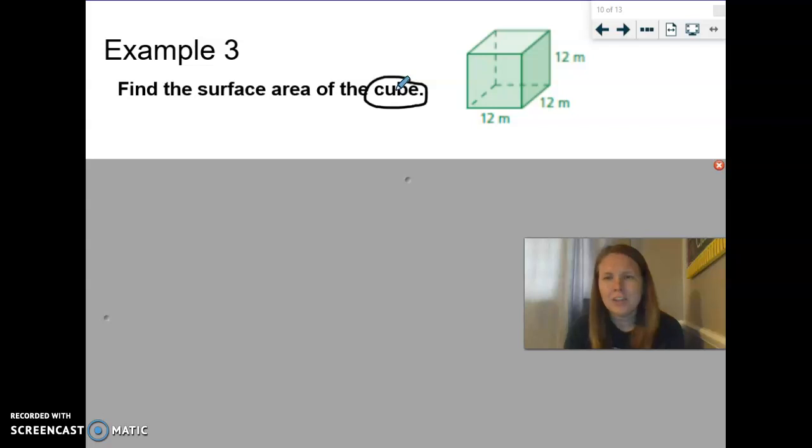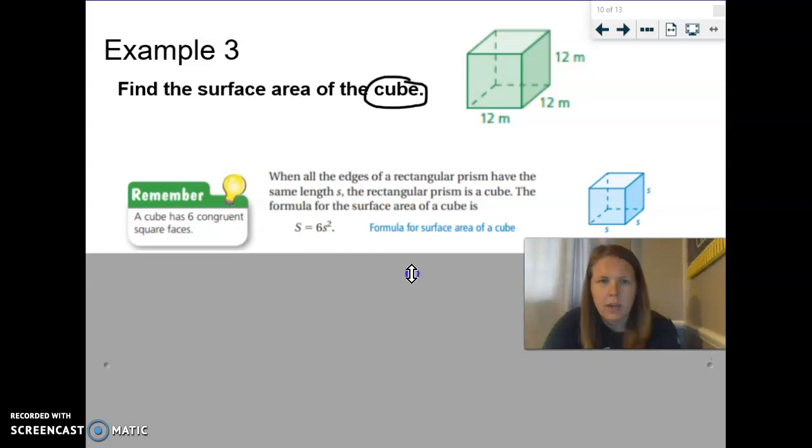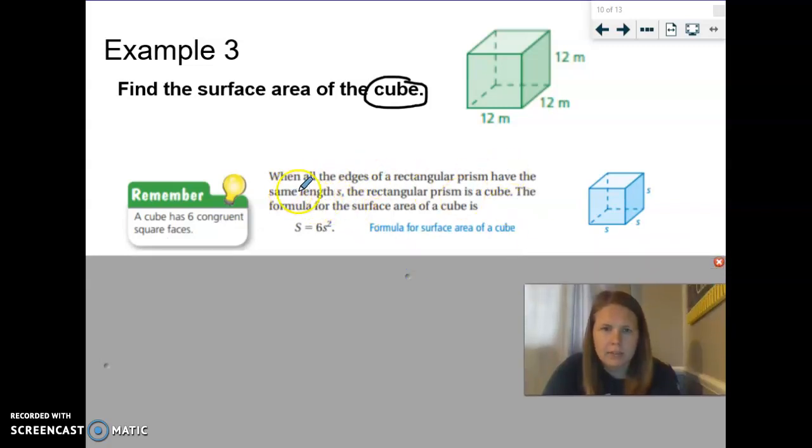So there's actually a better formula to use when you're given cubes, okay? I highly suggest you write this in your notes because I forgot to add it to your notes. When all the edges of a rectangular prism have the same length, S, the rectangular prism is considered to be a cube. The formula for the surface area of a cube is as follows, okay? The surface area equals 6 times the side squared, okay?